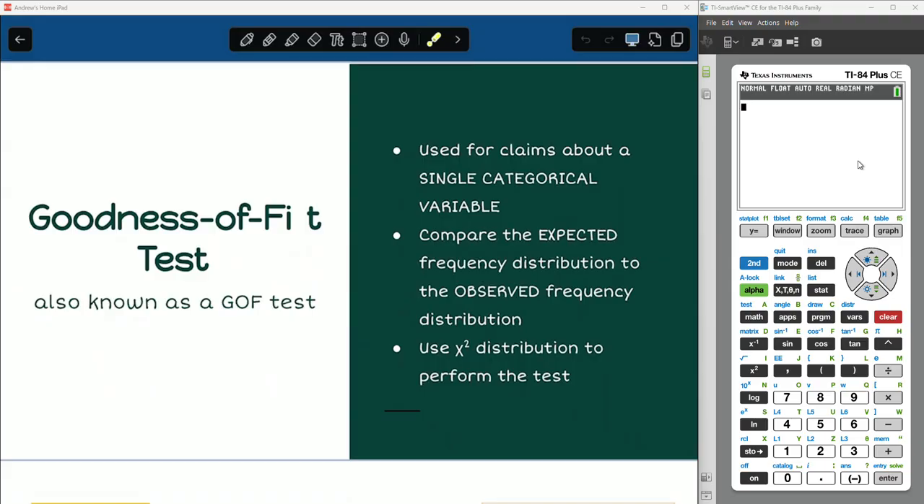So we should have one categorical variable, we should have one population, and we are comparing the observed frequencies from our population to the expected frequencies of the distribution, or the claimed values. And like all of the tests we're performing this week, we will be using the chi-square distribution to perform it.